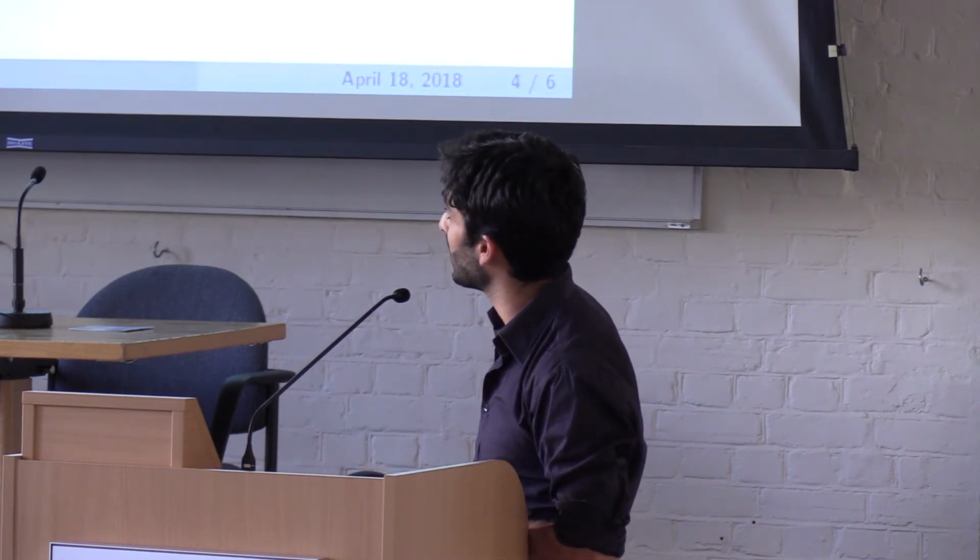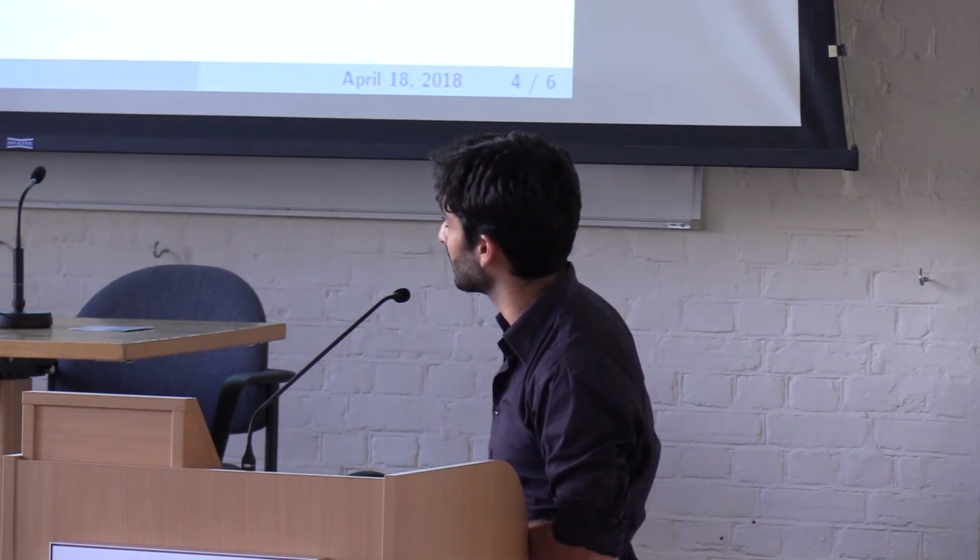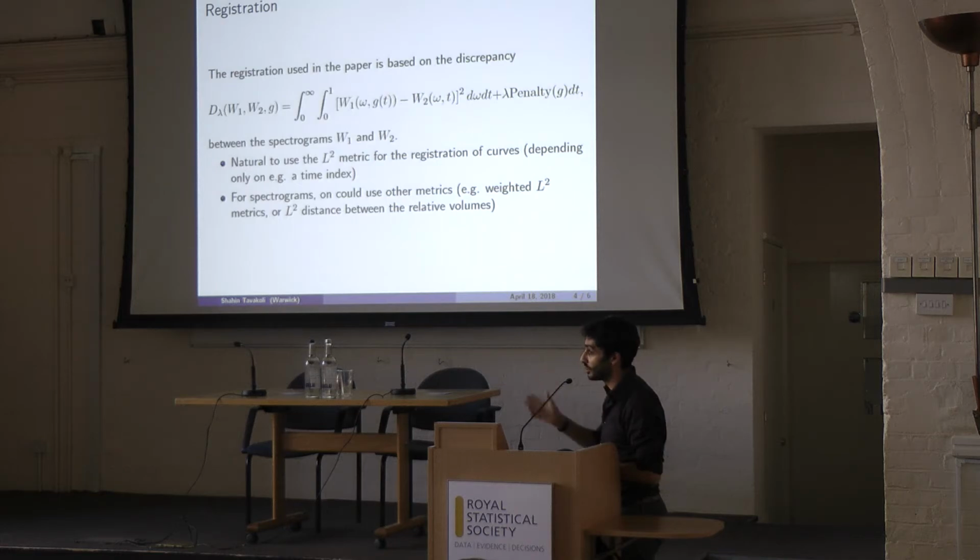Okay, good. Small note on the registration. Registration of time one-dimensional curves is something that is quite easy in the sense that the discrepancy that you take, you can just take an L2 metric. For two-dimensional objects, it's not clear what metric you should take. L2 is one thing to take, but you could want to use a weighted L2 or look at something completely different, which is, for instance, relative volume.